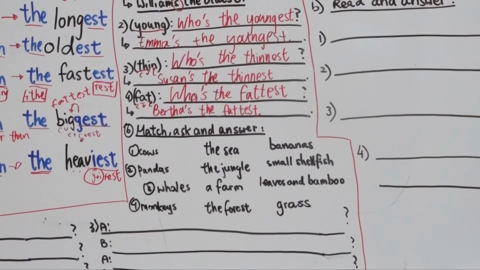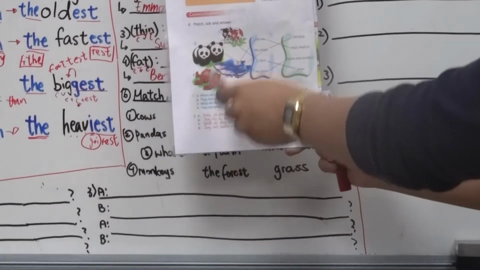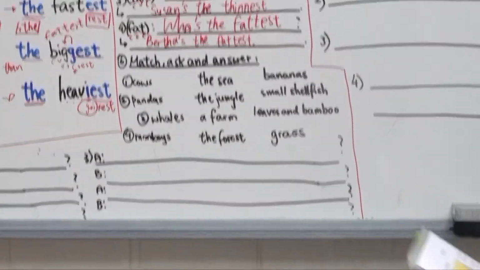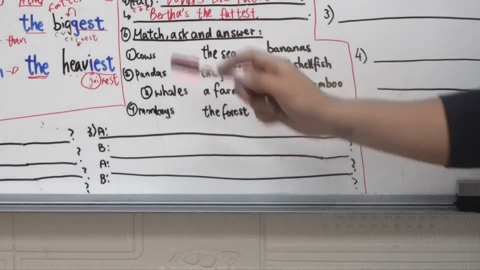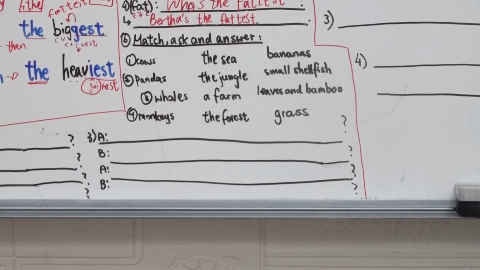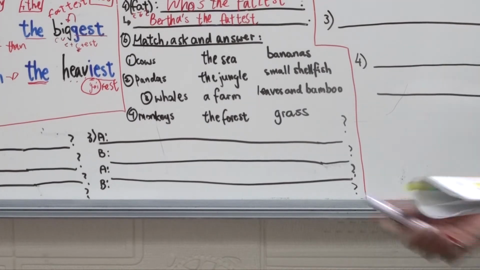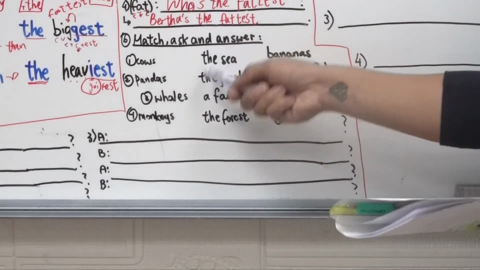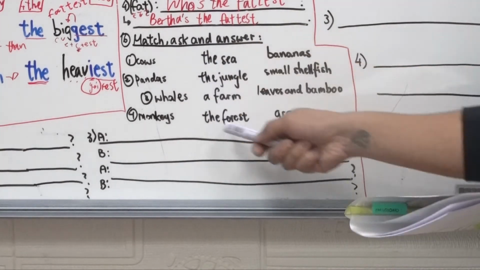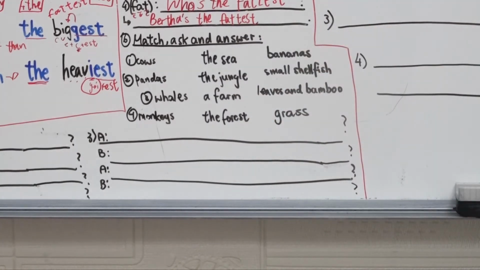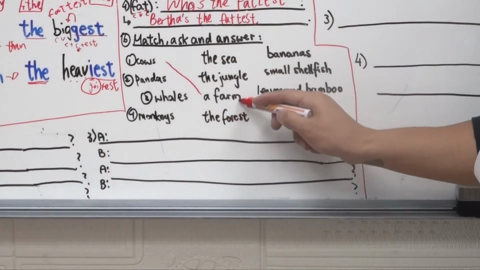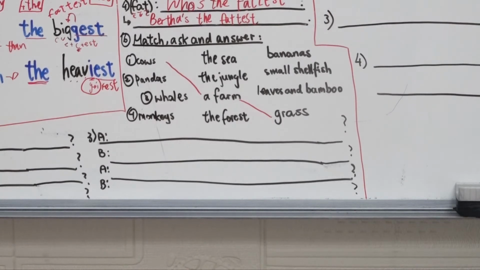Alright, let's go to question number 6. We have 4 animals, right? I wrote down their names instead of the pictures. Picture number 1 are cows, 2 are pandas, 3 are whales, and 4 are monkeys, alright? And then we have to match where they live and what they eat. For example, they've done one for you. The cows live in a farm and they eat grass.